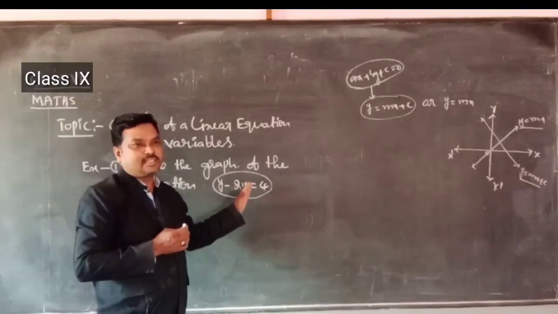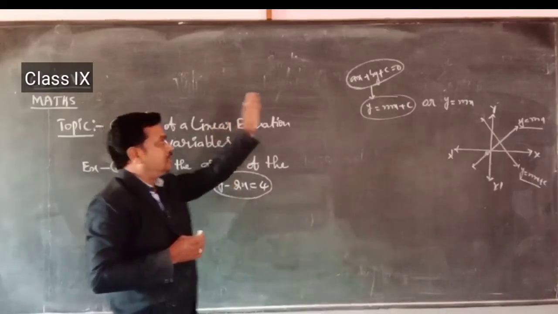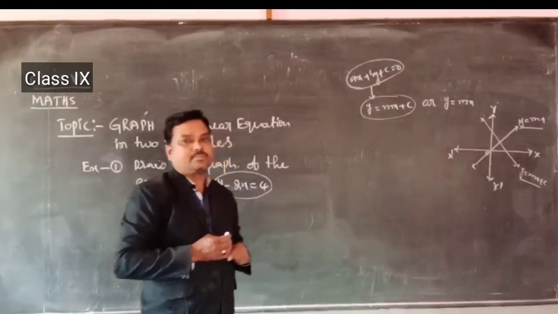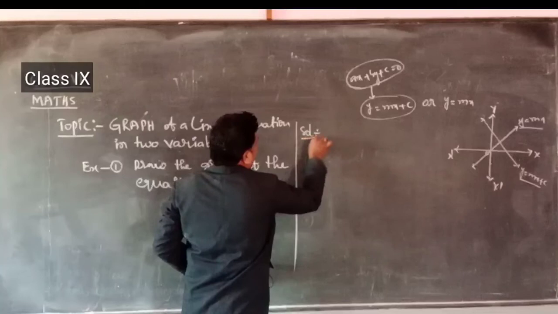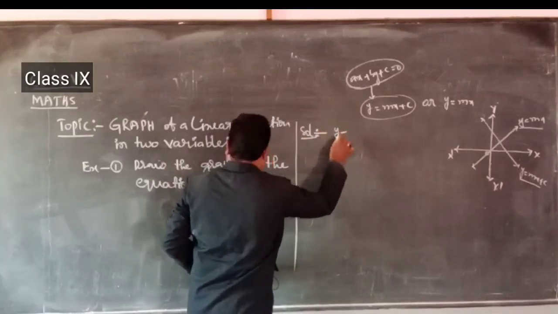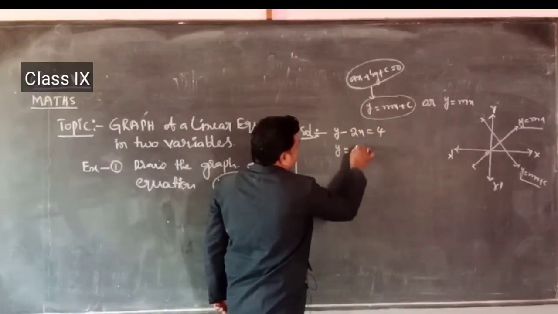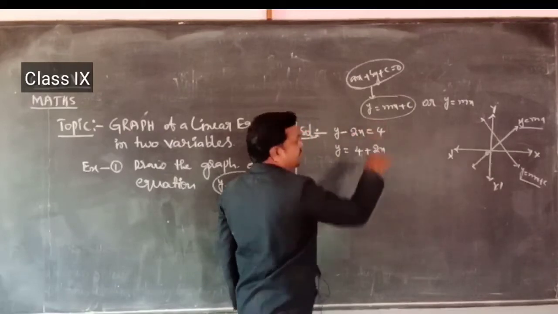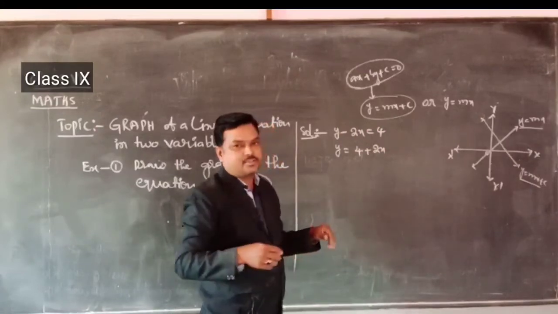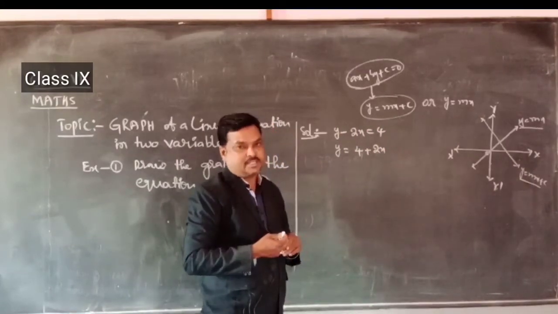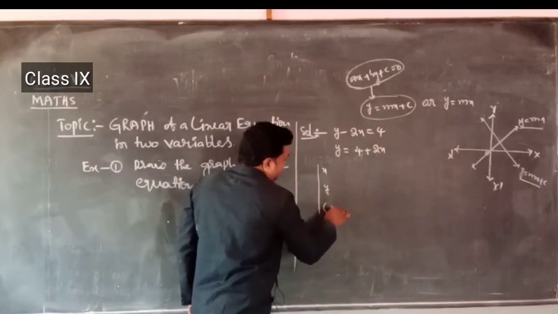Y minus 2x is equal to 4. First we have to change the given linear equation into the form y is equal to mx plus c. Y is equal to 4 plus 2x. Minus 2x we shift to the right side, and the minus 2x becomes plus 2x. Now we have to make ordered pairs, x comma y.